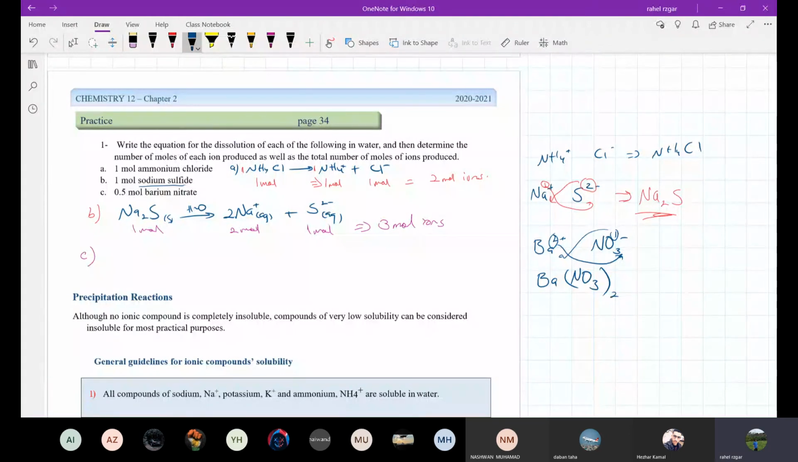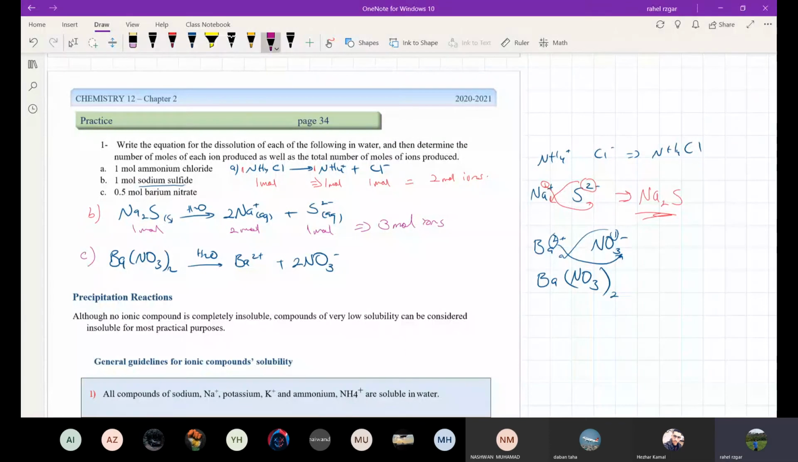Because when it says 2 what? 2 nitrates, 2 NO3s. That's why it is barium nitrate, Ba(NO3)2. When it dissolves in H2O, it becomes barium, and 2 nitrates can be taken out from this compound.